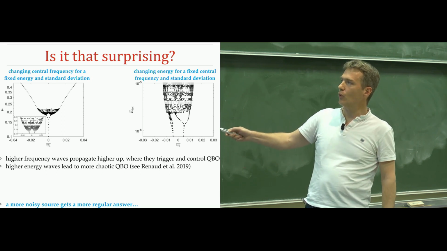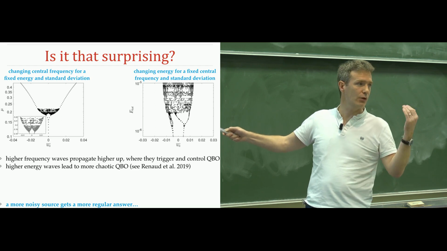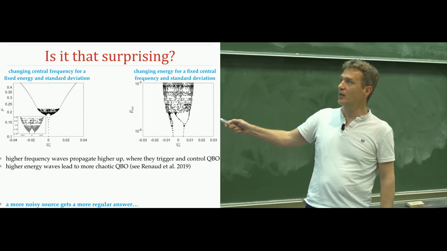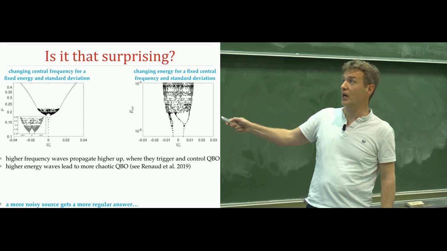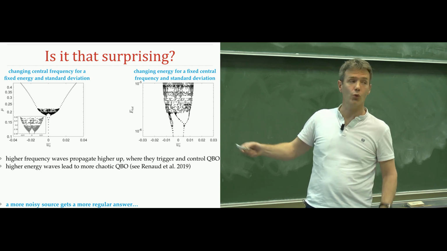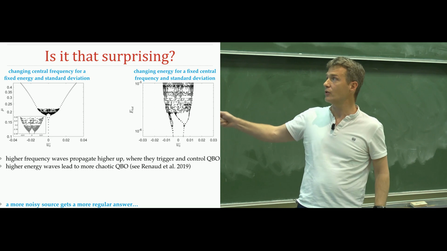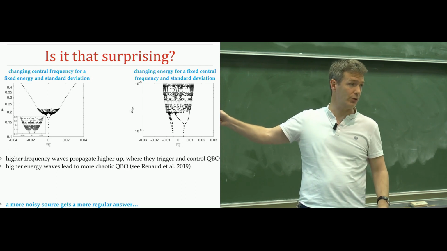So when we go for waves at low frequency, we have no QBO. We are below the threshold for instability. Then we have a chaotic signal. And then when we go to higher frequency, we recover the regularity of the reversals.